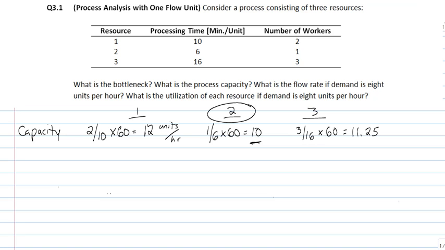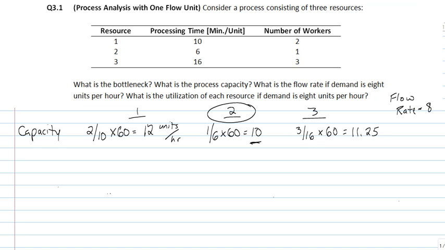The next part of the problem asks us what the flow rate would be if demand is 8 units per hour. Since the flow rate is equal to the minimum of available input, demand, and process capacity, we must compare the demand rate of 8 units per hour and the process capacity of 10. The minimum is 8 units per hour, which then is equal to our flow rate. In this example, we are demand restrained.